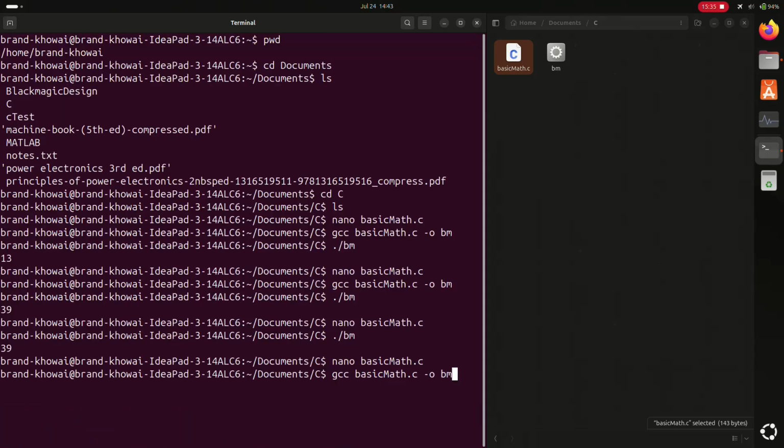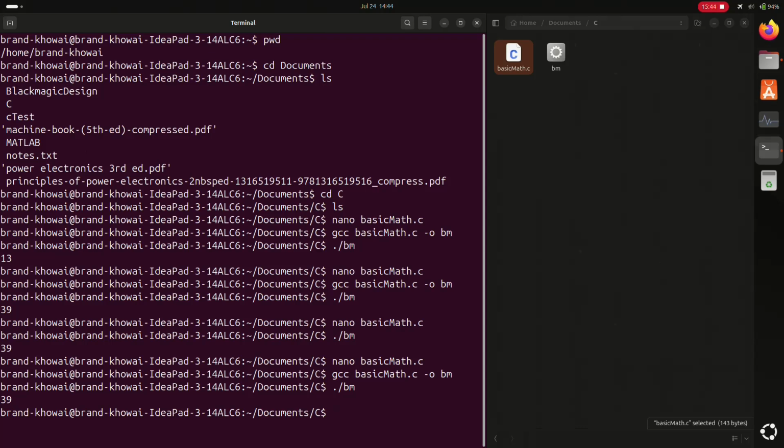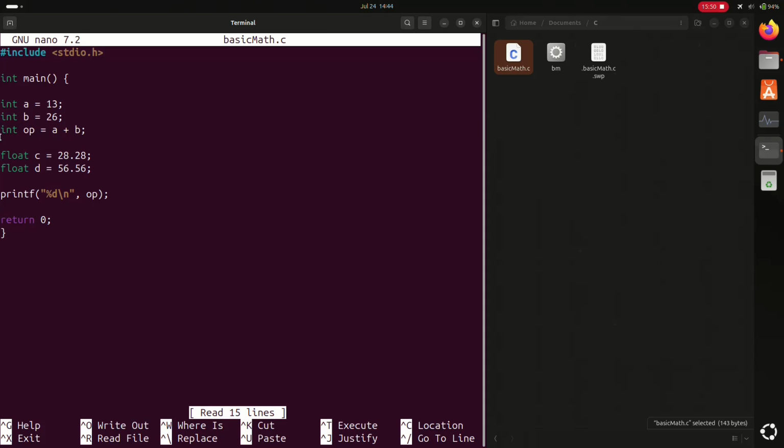We have to write gcc, that is similar to Control S in VS Code. And now we have to run the code, and this is 39. op is also 39 because the op variable is storing a plus b, and a is 13, b is 26. So now we have seen the addition of integers. Similarly, you can do the subtraction of integers. Please subtract a and b: do a minus b and b minus a, and see the outputs. Are the outputs the same? It should be.